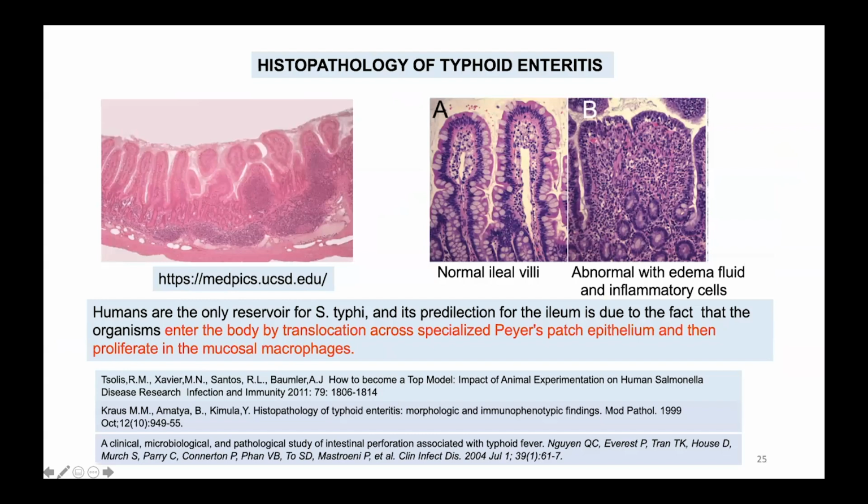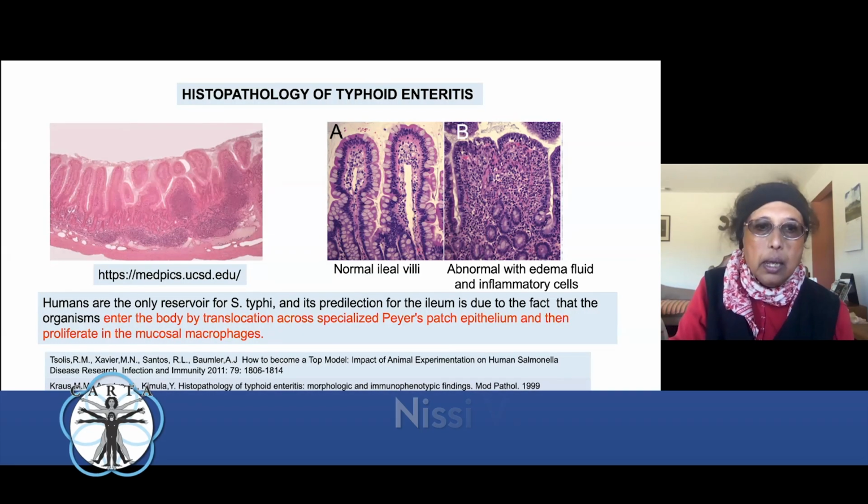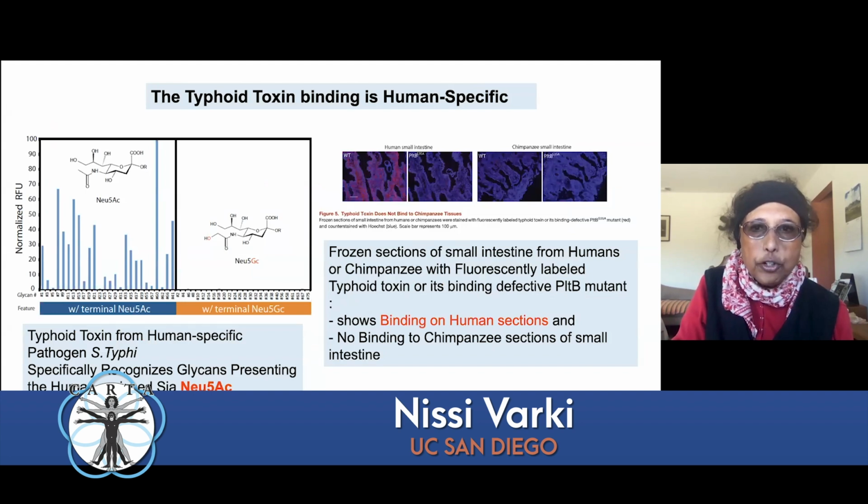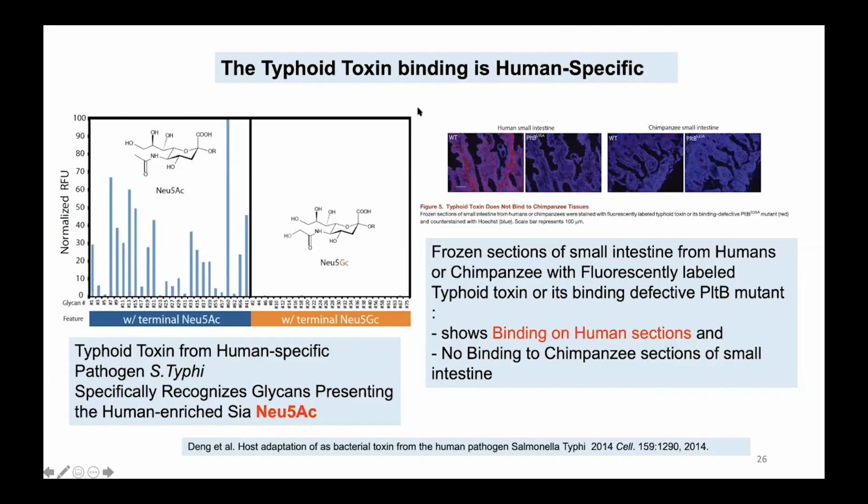So here again is a picture of the normal small intestine and a blown up view of that, and a diseased small intestine full of inflammatory cells and edema. So we've shown that the typhoid toxin binding is human specific. As you can see here, it recognizes Neu5Ac enriched sialic acids and not Neu5Gc sialic acids. And then frozen sections of small intestines from humans or chimpanzees, using fluorescently labeled typhoid toxin or its binding defective PltB mutant as a negative control, show binding on the human sections and no binding to chimpanzee sections of small intestine.